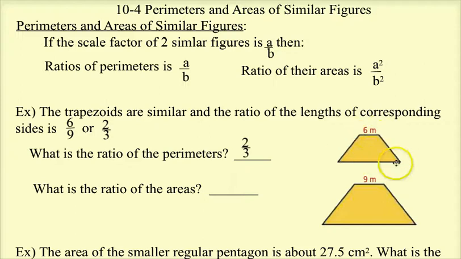The perimeter is the distance around it. It doesn't mean the perimeter is 2 and the perimeter is 3, but whatever the perimeter is, it reduces to 2 over 3. And for the ratio of the areas, I have to square each of these numbers. So 2 squared is 4 and 3 squared is 9. So the ratio of the areas is 4 over 9. And this is true for any similar figures that we have. The ratio of the perimeters is the exact same number as the ratio of the sides, and for the ratio of the areas, you just square each of those numbers.